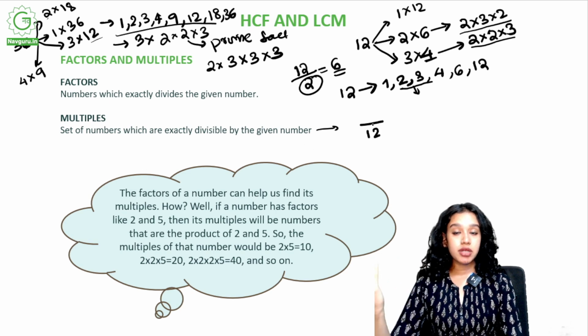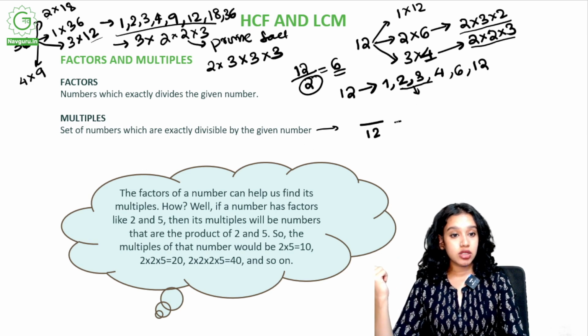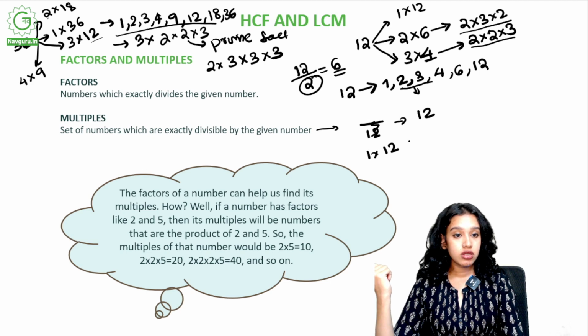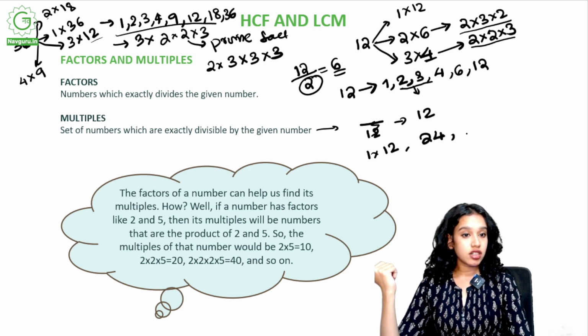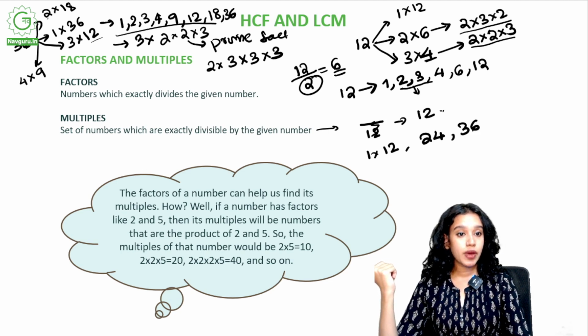So what are the multiples of 12? We could say 12 itself is a multiple of 12 because 1 into 12 is 12. Now 2 into 12 is 24. We have 3 into 12, which is 36. So 12 into any number gives a number which is a multiple of 12.